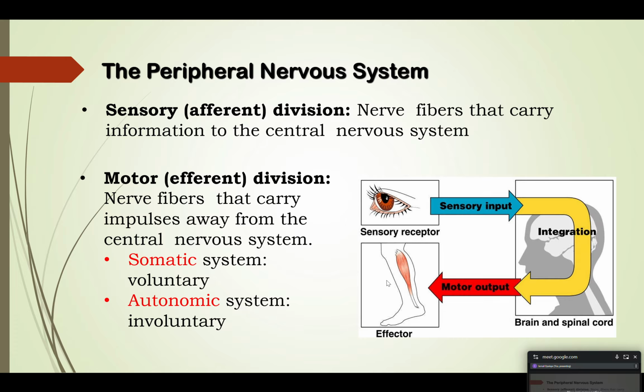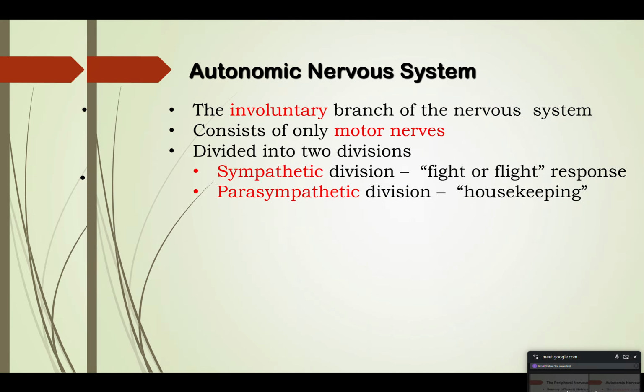If it's a muscle, you can control it. But if it's something like a gland, the gland's secretion is not what we can control. So those will be under the category of the autonomic nervous system, which is under the motor or efferent division of the peripheral nervous system. Okay, so let's continue.